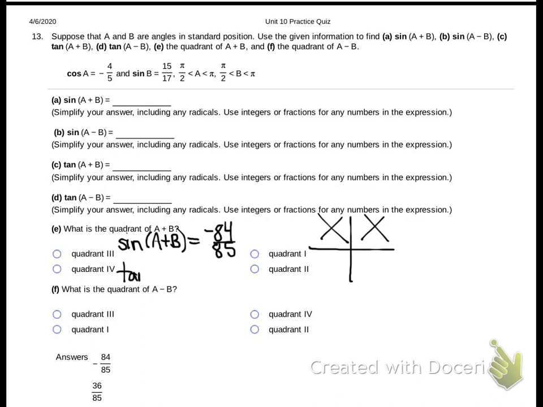We also found the tangent of A plus B, which was 84/13. Again, the numbers aren't important, but it's positive. That couldn't be here in quadrant 4. It would have to be in quadrant 3 because tangent is positive and everything else is negative. So pause and see if you can do the same for quadrant A minus B.